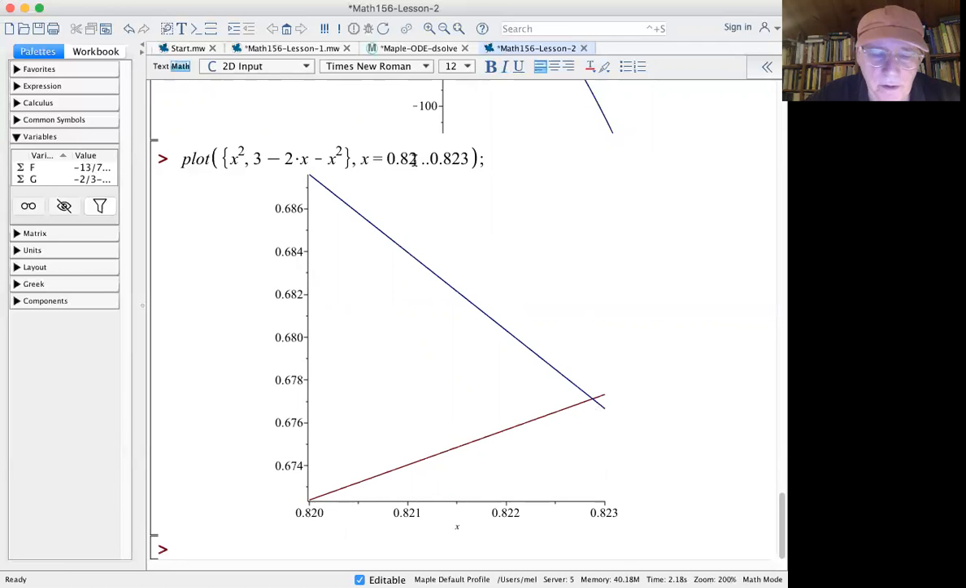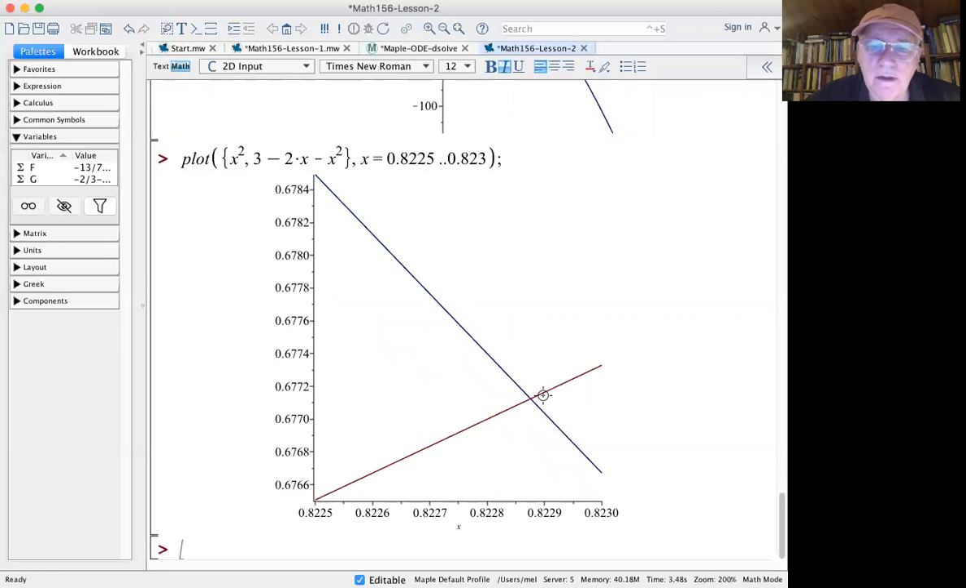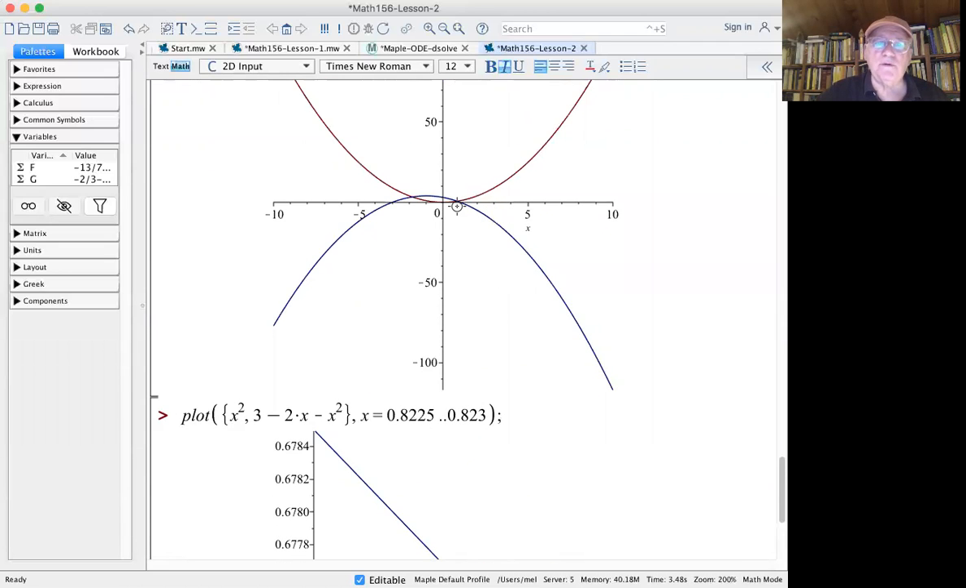Maybe I'll make this 0.8225. Yeah. So somewhere around 0.8229. No, that's good enough. That's this point of intersection. The second point of intersection is around -2.